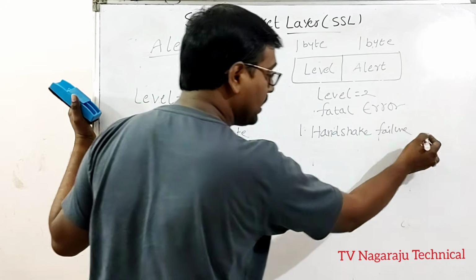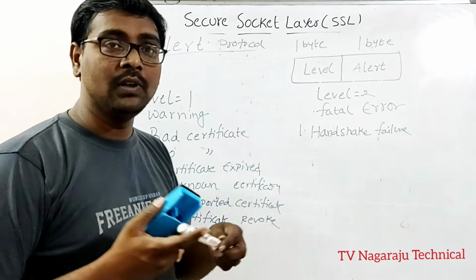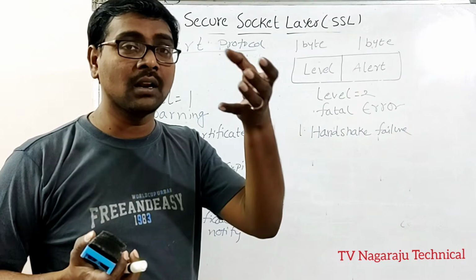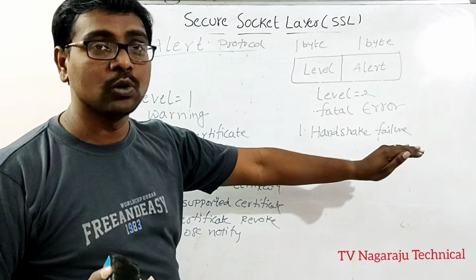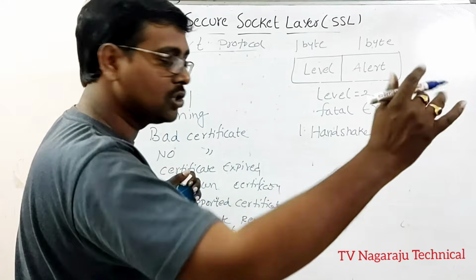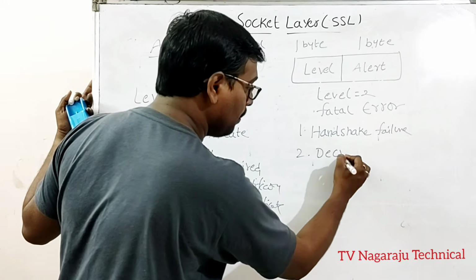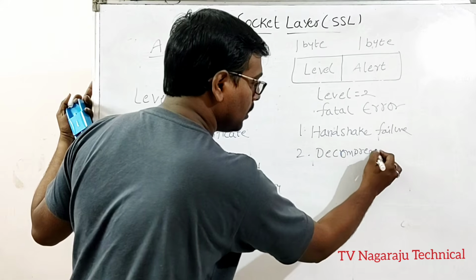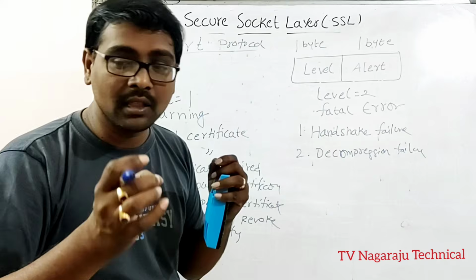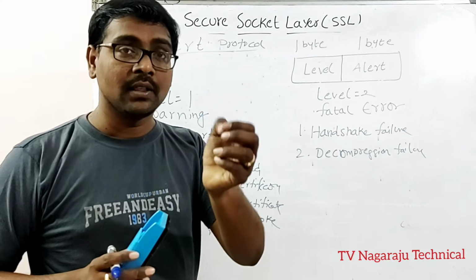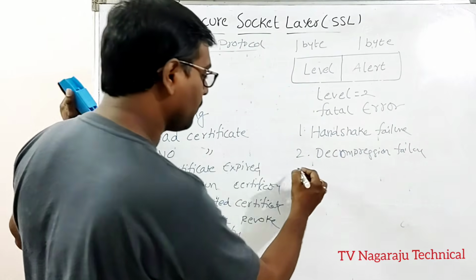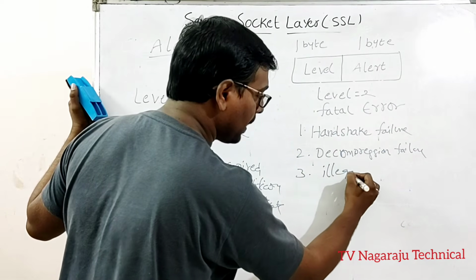Handshake failure: what does this mean? For example, if the sender receives illegal parameters, parameters that are not within the range, it simply closes the handshake. That is handshake failure, and the connection is closed. Now decompression failure: suppose the decompression algorithm receives the wrong input, the connection fails.